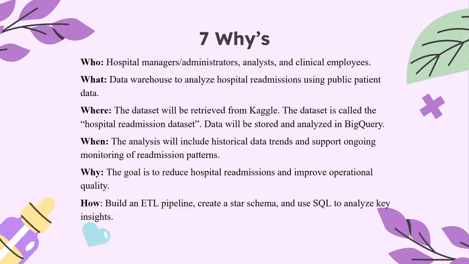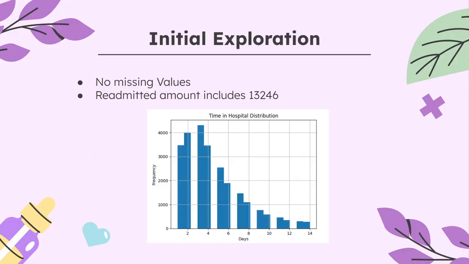The 7 whys that we asked. For who, it was the people who were mainly getting affected by it. The what was a data warehouse. The where was the Kaggle data set, which would be stored in BigQuery. The when was the analysis that included historical data and trends and supports ongoing monitoring of readmission patterns. The why is to reduce hospital readmissions and improve operational quality. The how was to build an ETL pipeline, create a star schema, and use SQL to analyze.